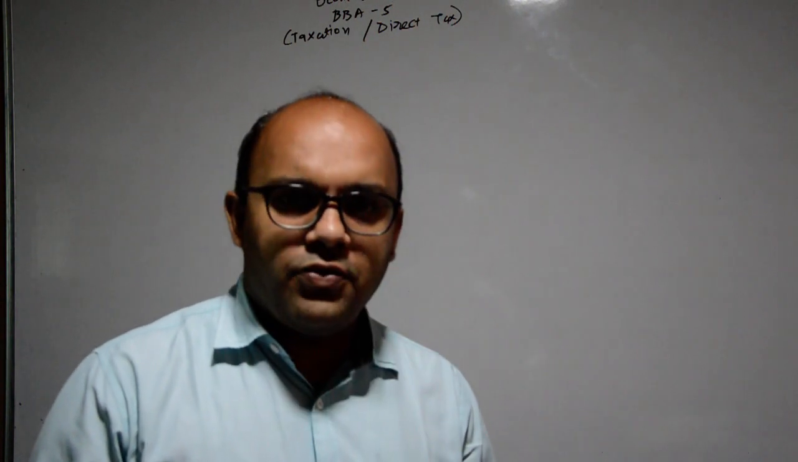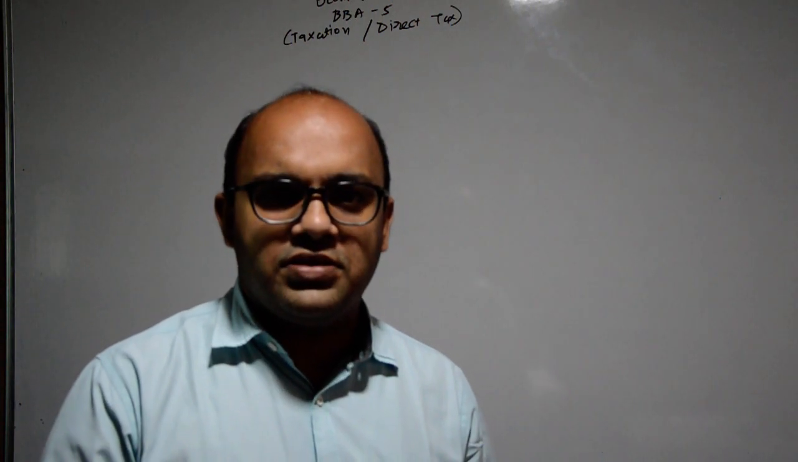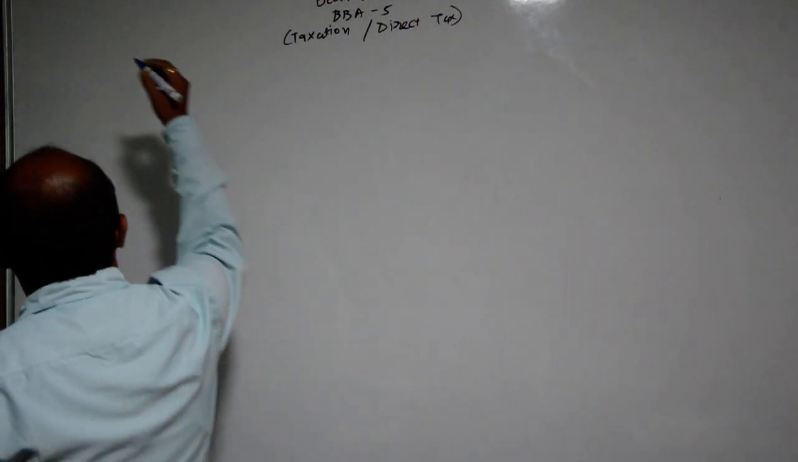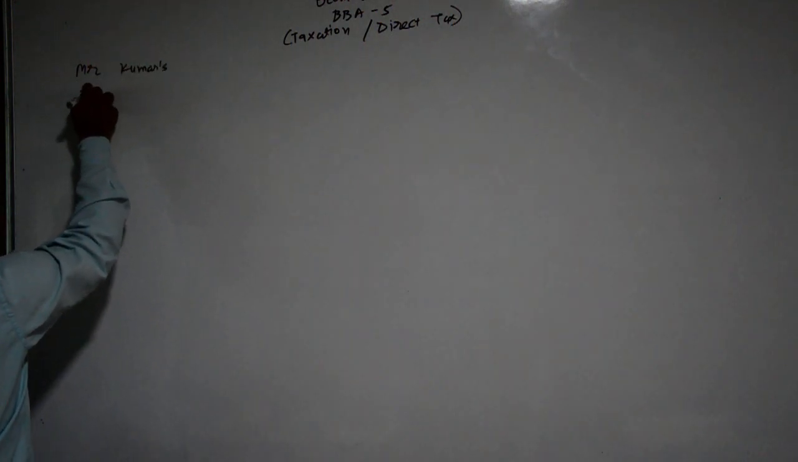First of all we are only determining his residential status, and then after, the effect on his income and how it will be taxable, we will discuss that point. So first of all we will determine his residential status. Mr. Kumar, first of all we write it down: Mr. Kumar, residential status.